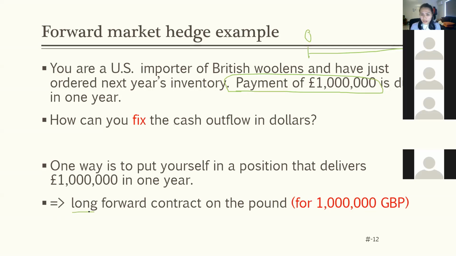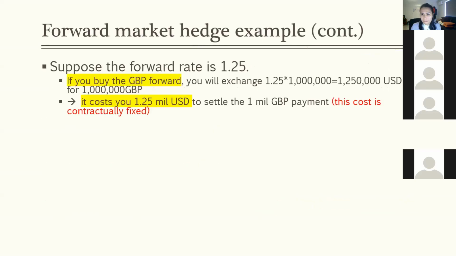So in this case, I will be long a forward contract on a notional value of £1 million to hedge my exchange rate risk. Suppose the forward rate is 1.25. So for each pound, I'm going to fix the value of the pound at 1.25 USD.